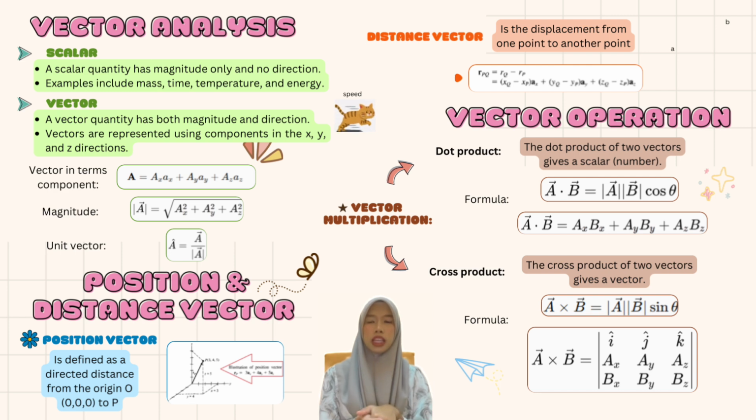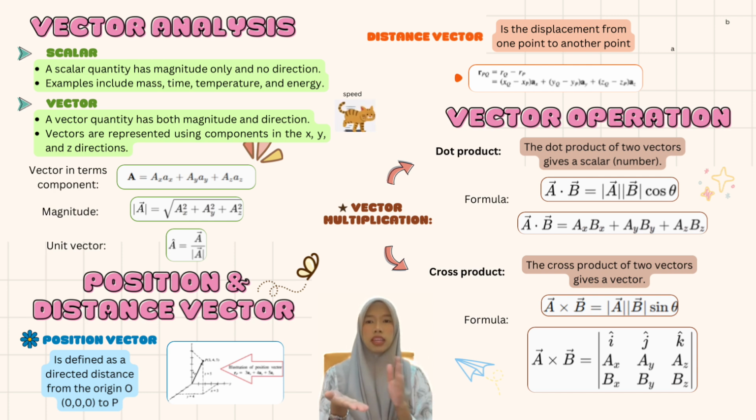First is scalar quantity. A scalar quantity has only magnitude and no direction, for example temperature, time and energy. A vector quantity has both magnitude and direction, for example velocity, force and electric field.